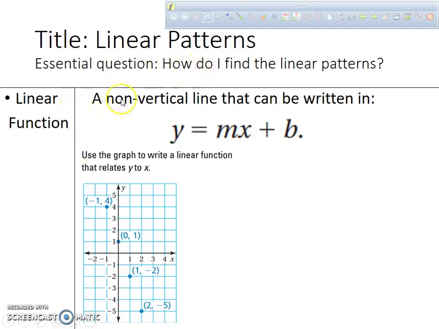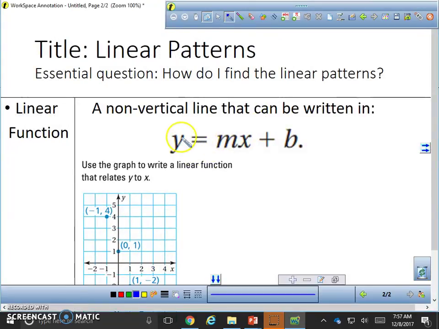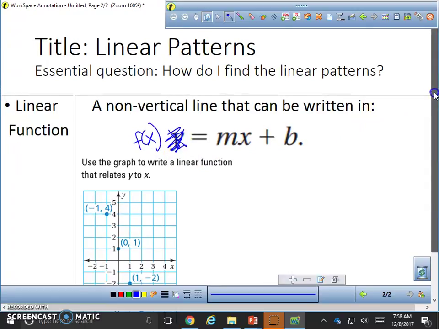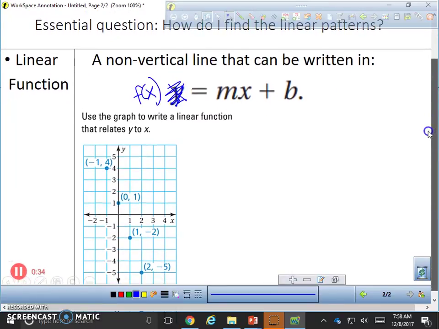A linear function is a non-vertical, super important, that vertical line means that there's more than one output to an input. That can be written in the form of y equals mx plus b. Remember, we don't really like this y part when it's a function. We like telling our readers that f of x is a function. Our first example, we're going to go over.